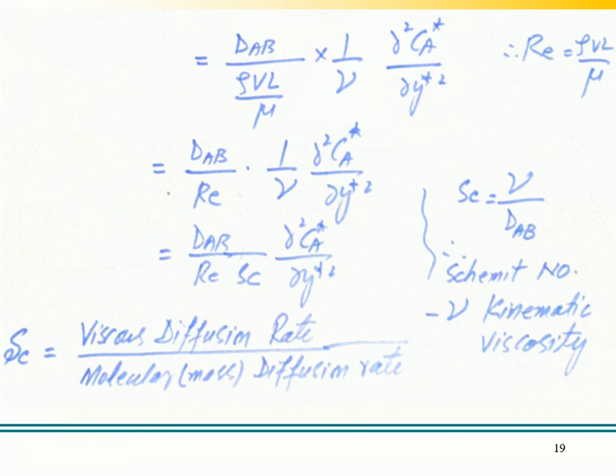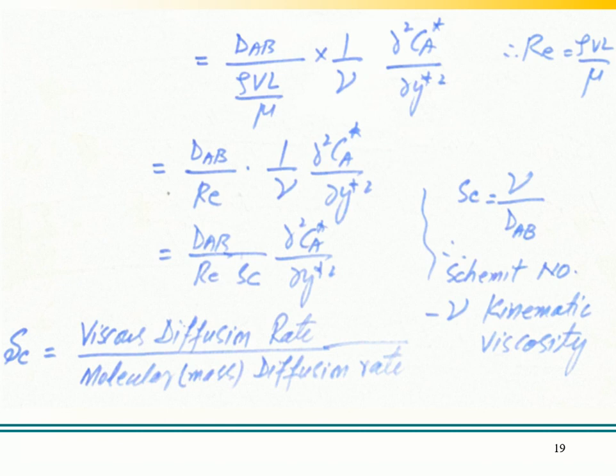So here we define another dimensionless number that is called the Schmidt number. That's Sc, which is basically nu over DAB. This nu over DAB is called the Schmidt number. So I write it here: 1 over Reynolds number times Schmidt number, ∂²Ca star by ∂y star squared. And of course, students, you know nu is the kinematic viscosity, and DAB is basically the binary diffusion coefficient. So this ratio is the Schmidt number.